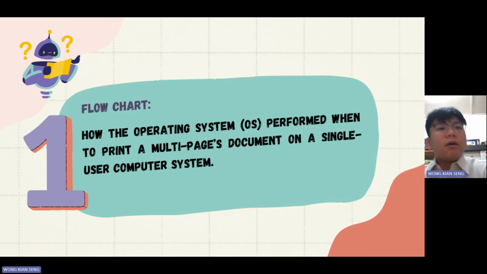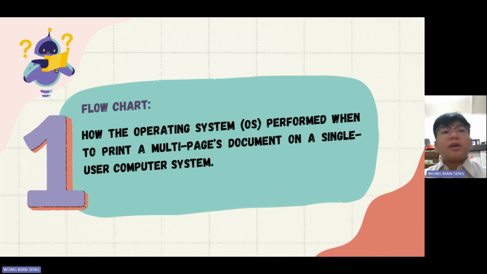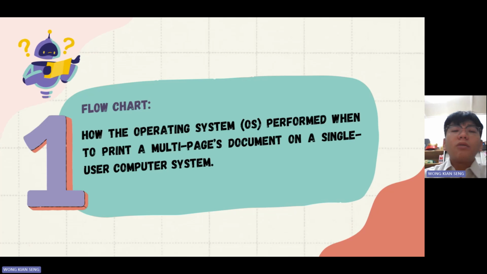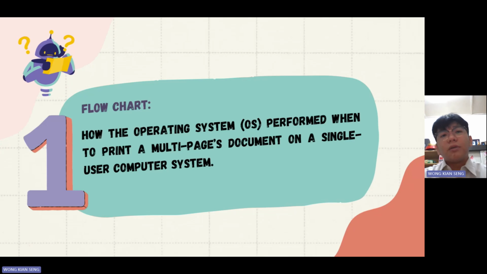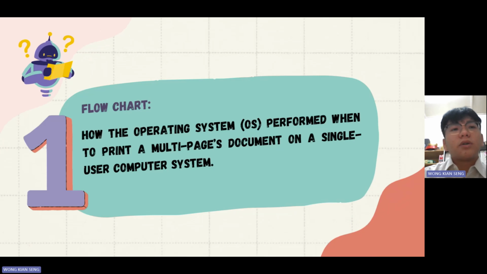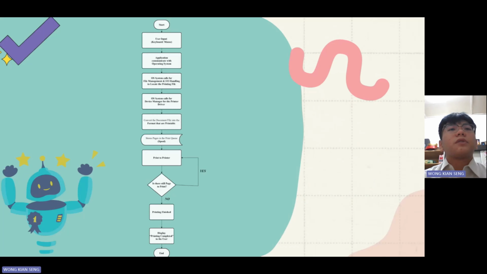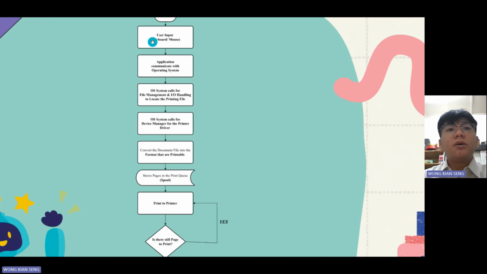So next, let's go to the first activity of today's session, which is a flowchart. We need to know how the operating system performs when printing a multi-page document on a single-user computer system. So let's check the flowchart over here. It's a bit small, so I'm going to make it larger.